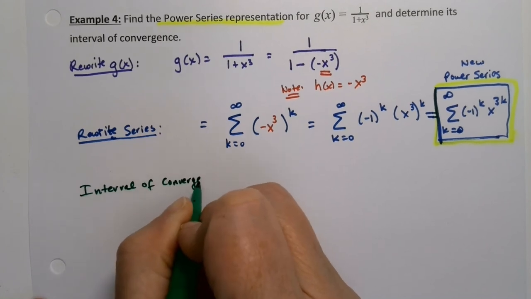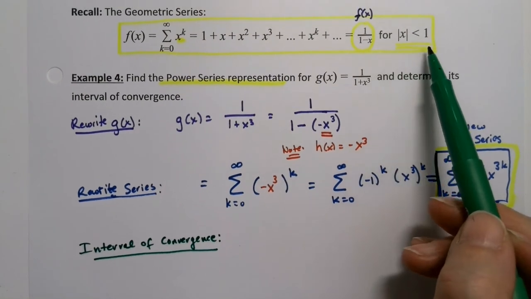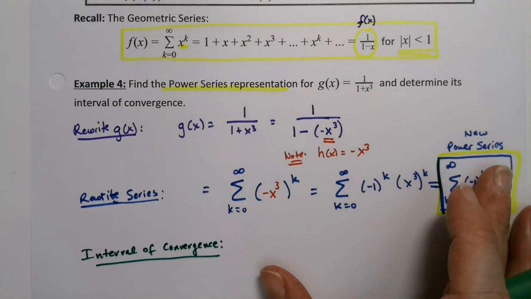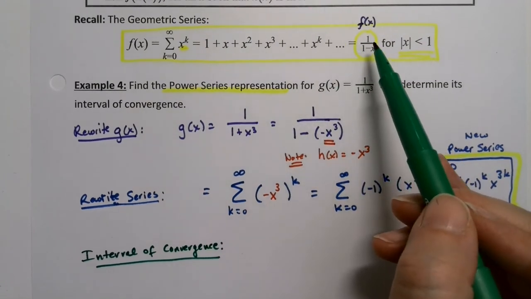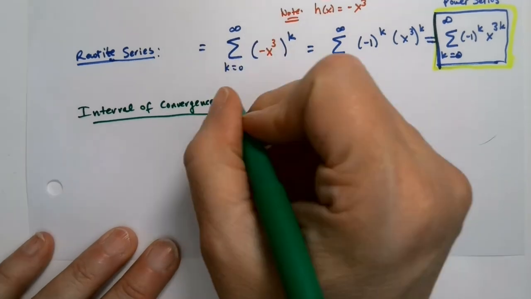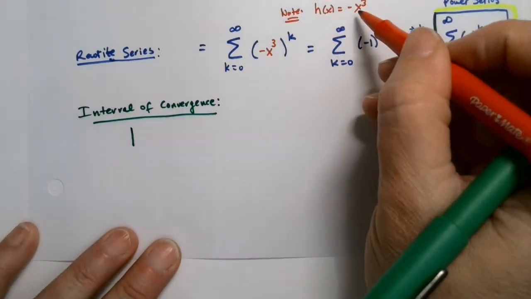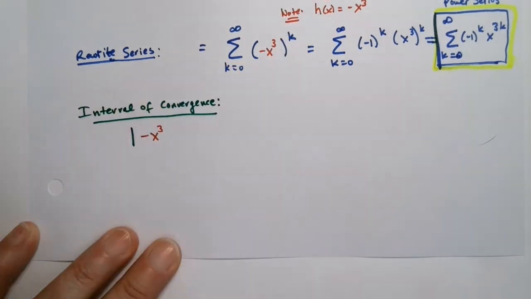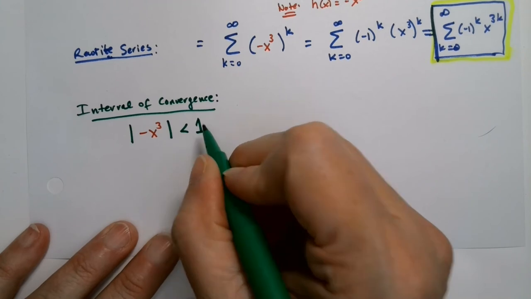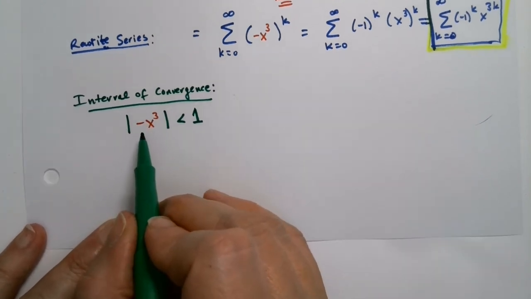Okay, well, the interval of convergence for the original was that the absolute value of x must be less than 1. But for me, I'm going to put in h of x, right? I need the absolute value of h of x to be less than 1, right? So I need the absolute value of h of x, which is negative x cubed, to be less than 1. All right, well, the negative is not really going to be a problem because it's inside an absolute value, so I don't really care about that.